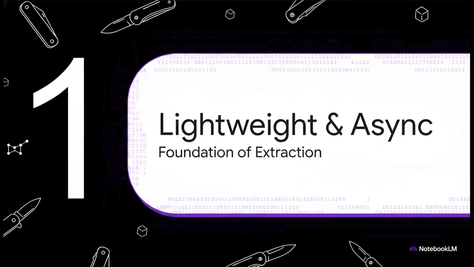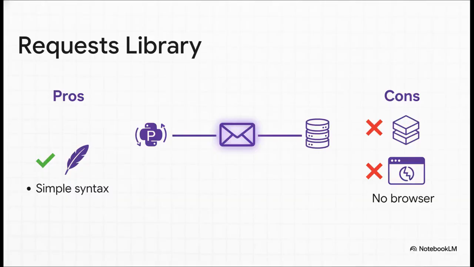Section 2, Lightweight and Async Tools, the foundation of data extraction. First up, our trusty pocket knife, the requests library. Look, requests remains the classic, readable HTTP client. Absolutely perfect for simple API calls. It's lightweight, the syntax is super simple, and there's a massive community behind it making it incredibly easy to integrate.